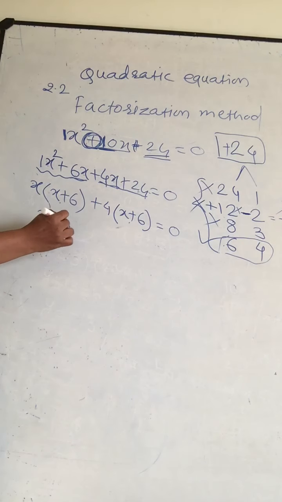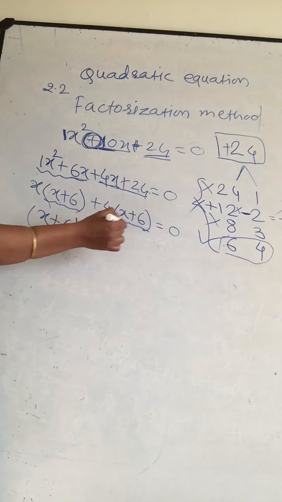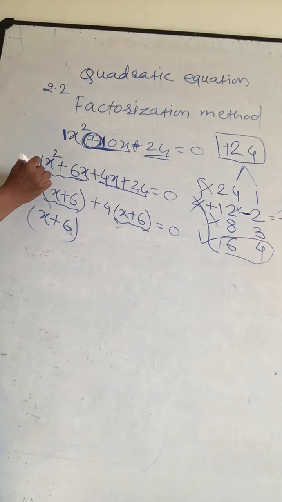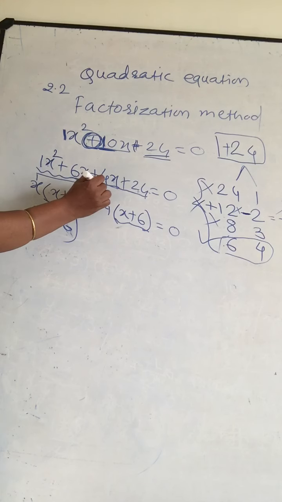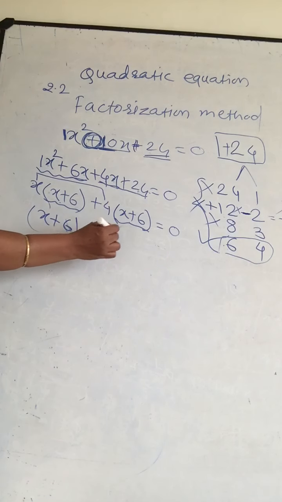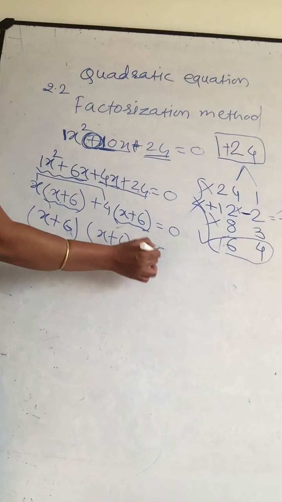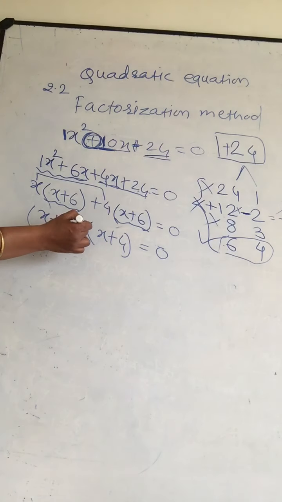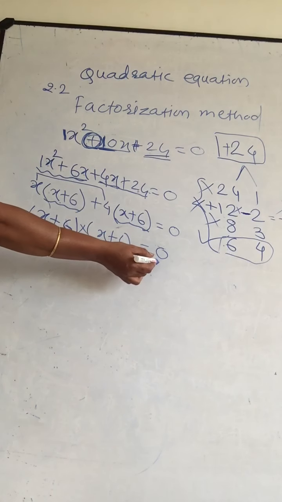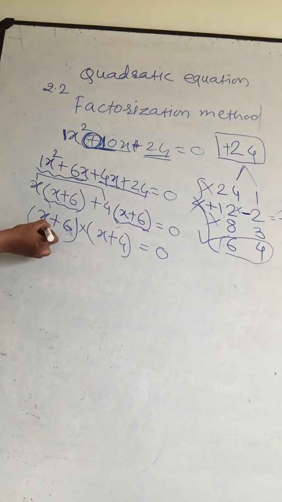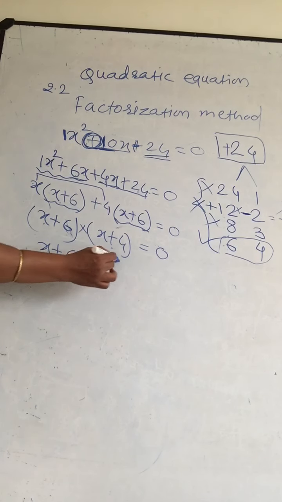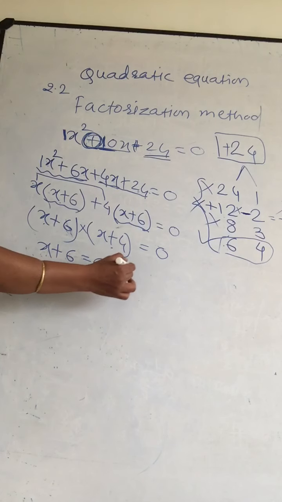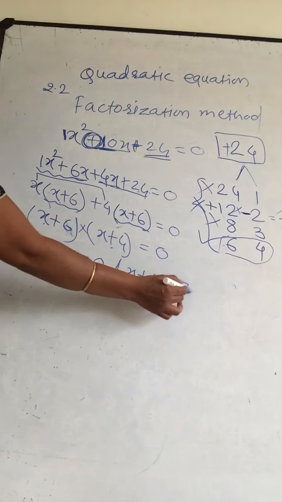x plus 4, sorry, x plus 6 here also. So x plus 6 will be taken common. What will remain? This x plus 4, written in another bracket, is equal to 0. Here the multiplication of two things is equal to 0. That means either this will be 0 or this will be 0. So take x plus 6 is equal to 0 or x plus 4 is equal to 0.